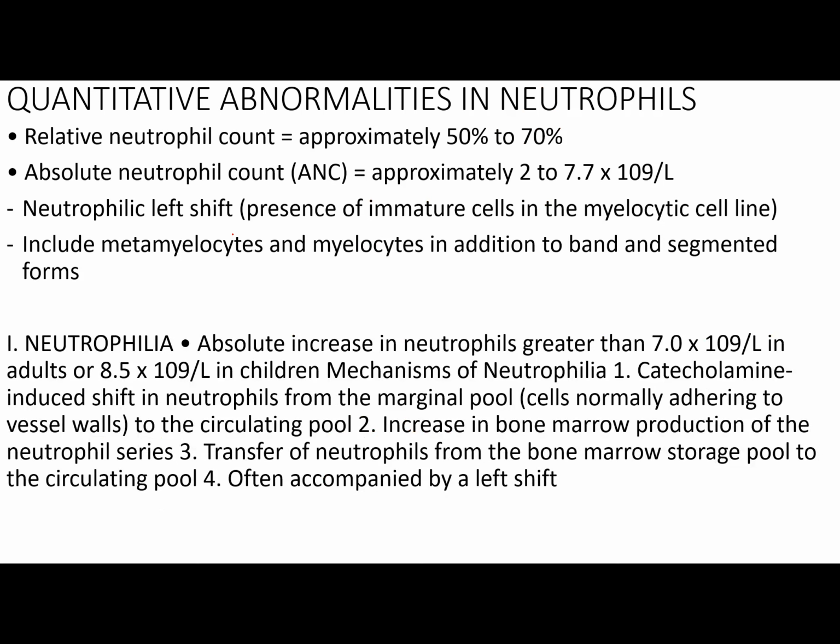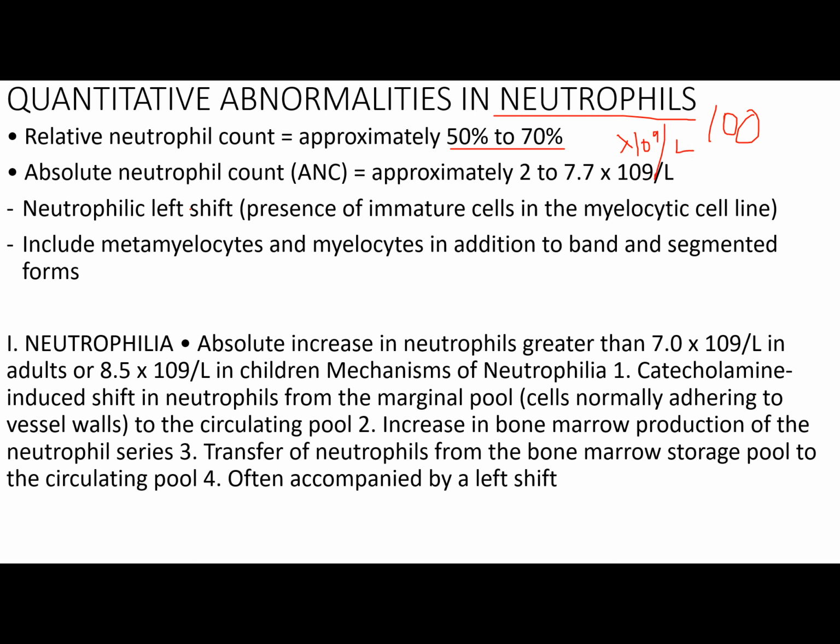Now, let's start first with the quantitative abnormalities in the first lineage, the neutrophils. Now, take note that the relative neutrophil, if you still remember in your differential count, we have your relative and absolute count. Now, the relative neutrophil count, class, is usually 50 to 70%. In your diff count, remember you're required to count 100 WBCs. Normally, out of those 100, 50 to 70% should be neutrophils. That's the normal count. While your absolute neutrophil count is approximately 2 to 7.7 times 10 raised to the ninth per liter.